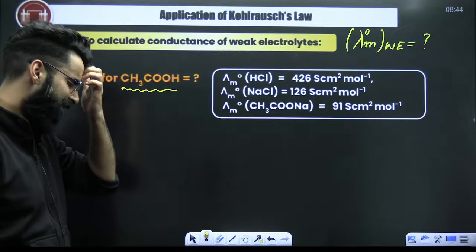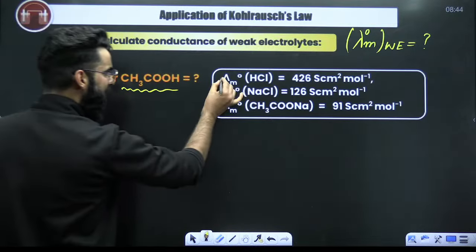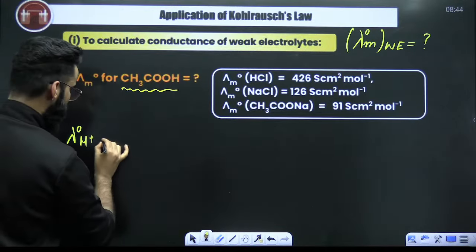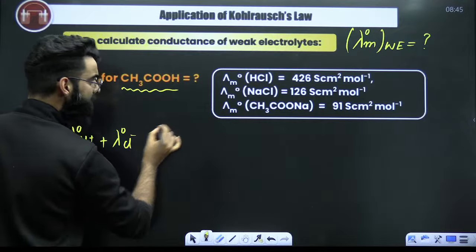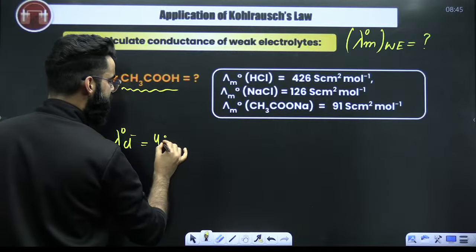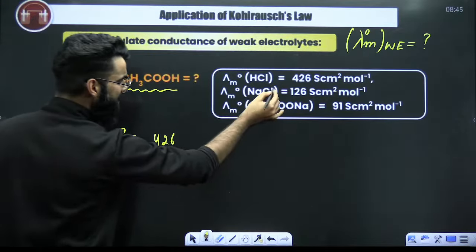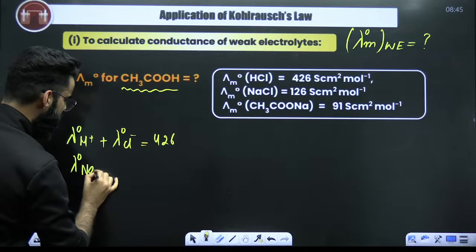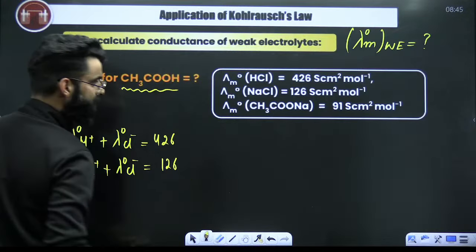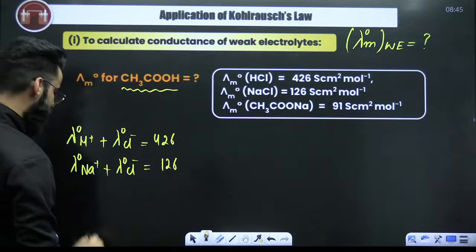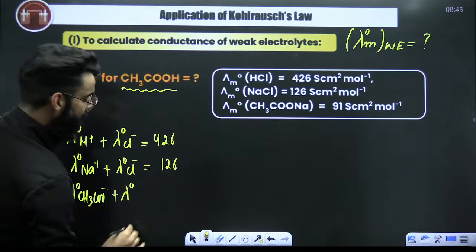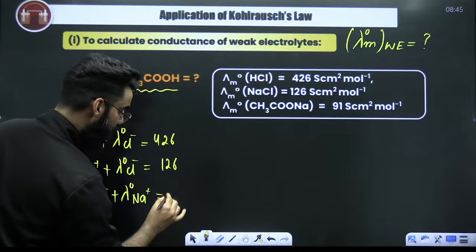How exactly will I get this particular term from these terms? Simple thing it is. First of all, lambda naught m of HCl I can write as lambda naught m of H+ plus lambda naught m of Cl-, because stoichiometry is 1:1. And this value is already given as 426 cm square per mole. Lambda naught m of NaCl is lambda naught m of Na+ plus lambda naught m of Cl-, given as 126. Lambda naught m of CH3COONa is lambda naught m of CH3COO- plus lambda naught m of Na+, and this value is equal to 91.